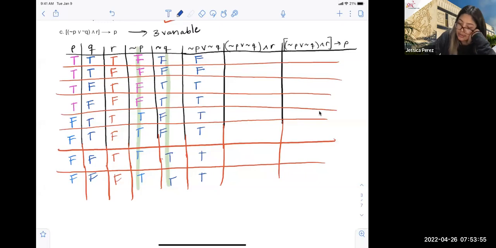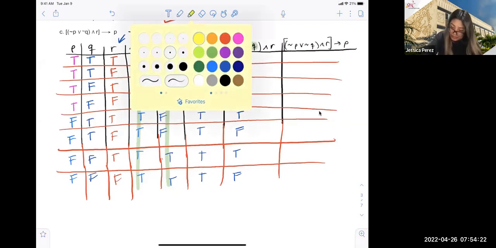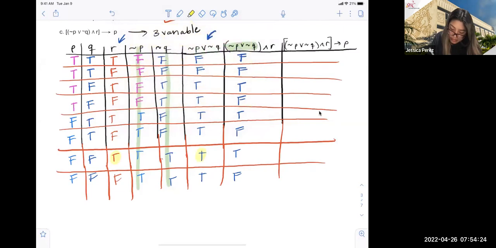Now you're looking at not P or Q and R. So you're looking at this column and this column, and you're looking at an and statement. F and T, that's an F, this is an F, this is a T, this is an F, this is a T, this is an F, this is a T, this is an F. You only have a true whenever both of them are true. Okay? The rest will be false because you have an and statement.